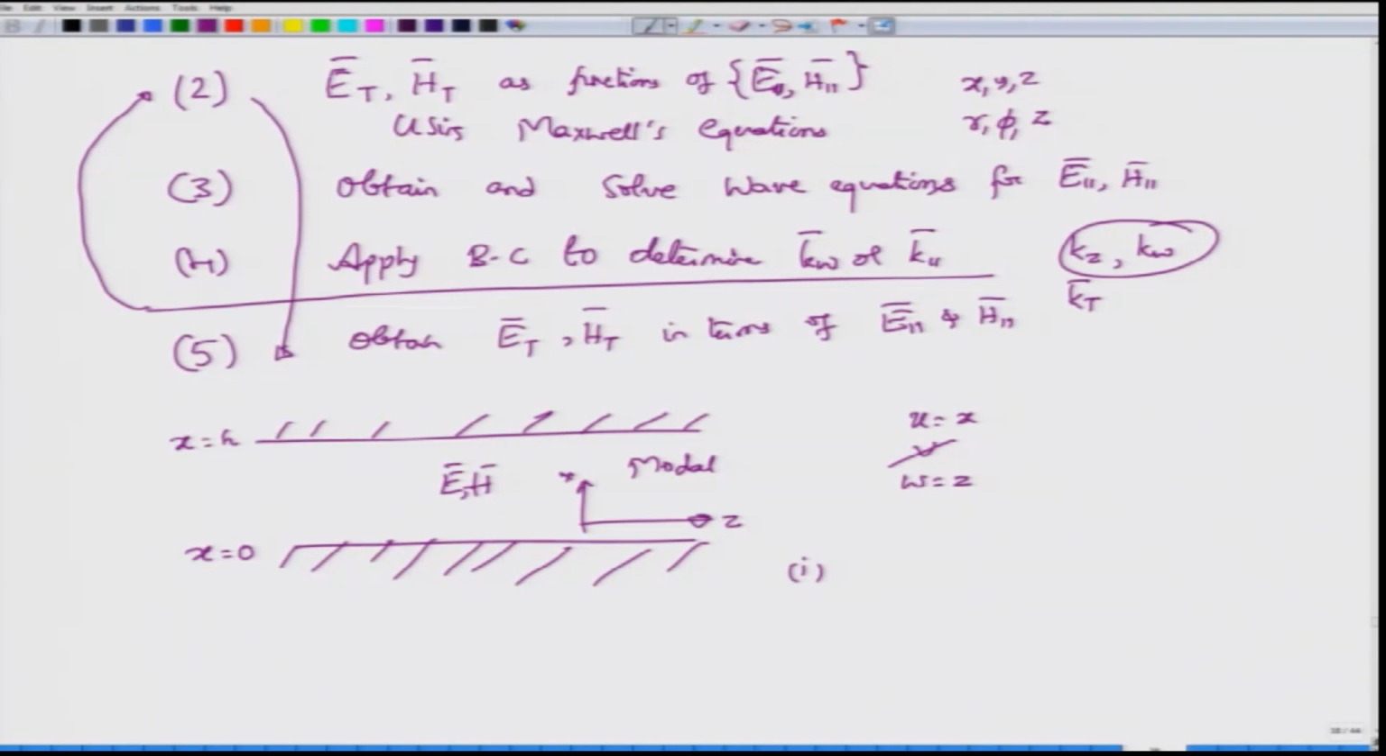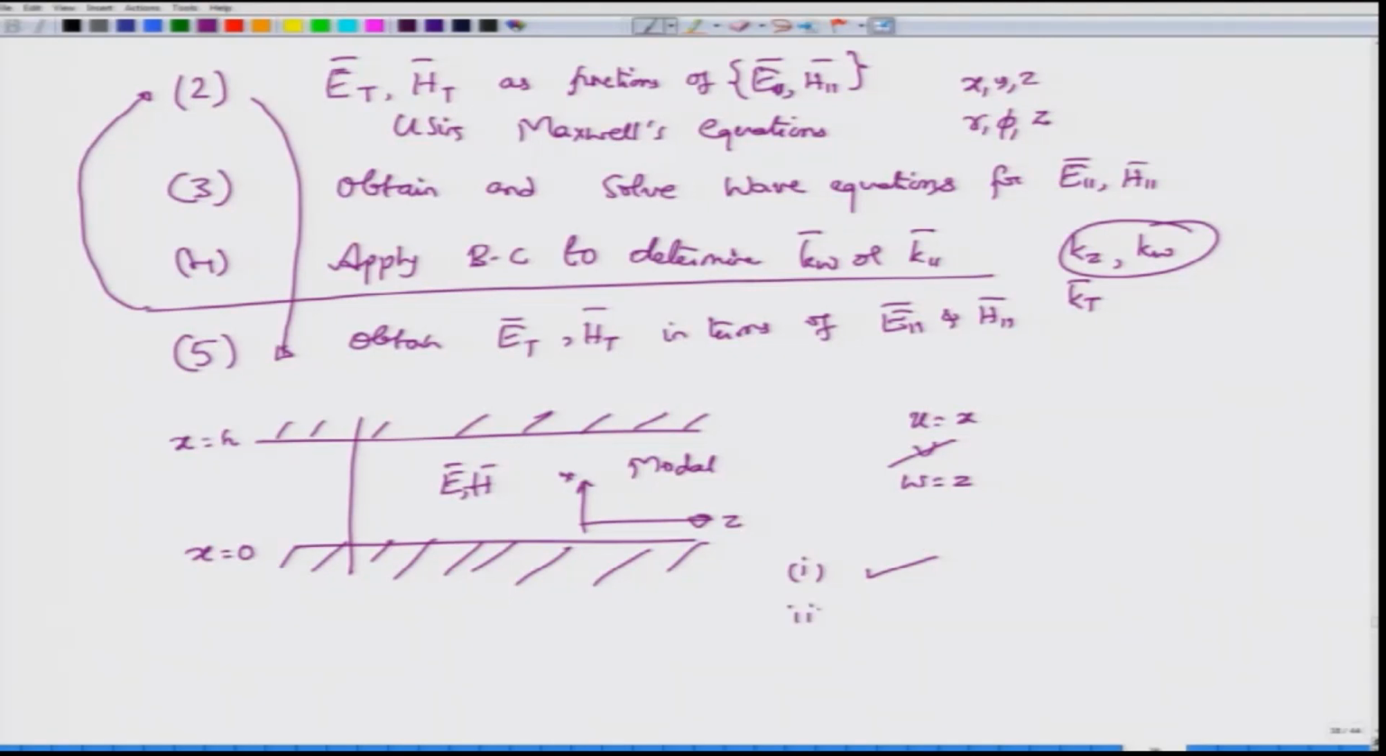I have also assumed the uniform lossless property, so that the cross section at any time is a plane, or a line here, and this height would not change. So, this height, x equal to h, will not change as you move along the z direction. So, the first step, choosing the coordinate system, is done.